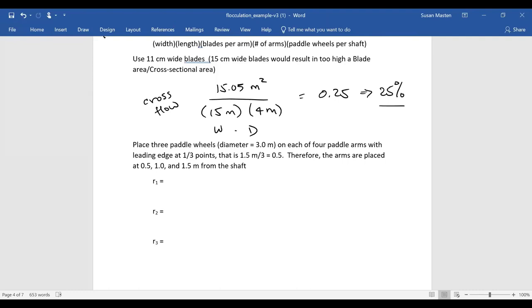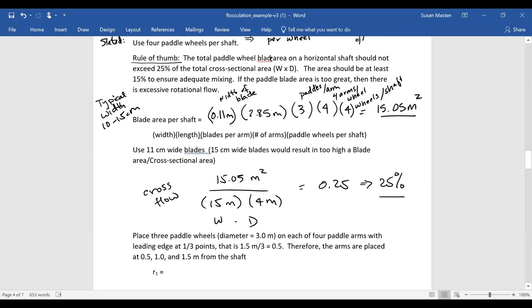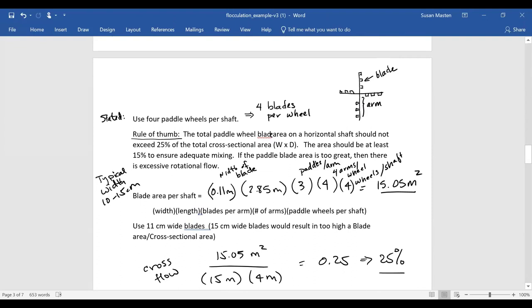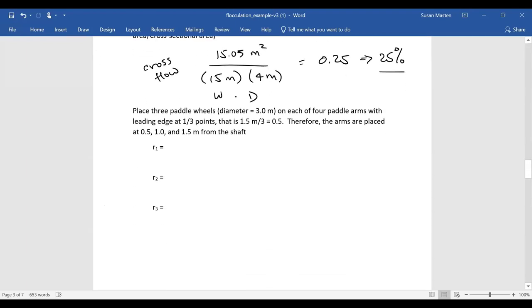So we now have, as I've drawn, these blades. We're going to place the blade at the farthest point, and then at 1/3 points. I'm going to start with the outermost. So the outermost, the radius is 1.5. And the center of my blade is at 1.445 meters.